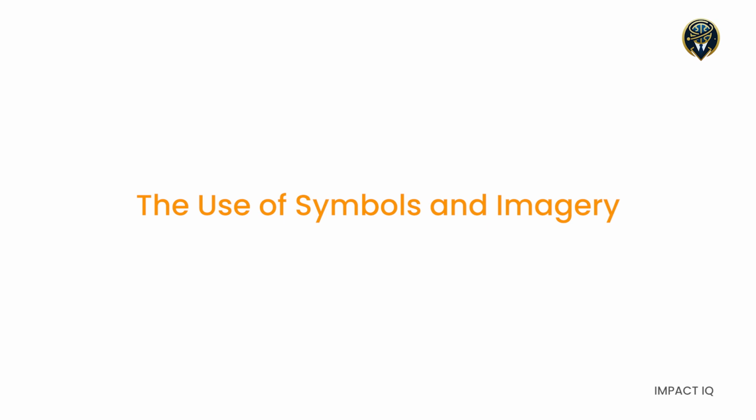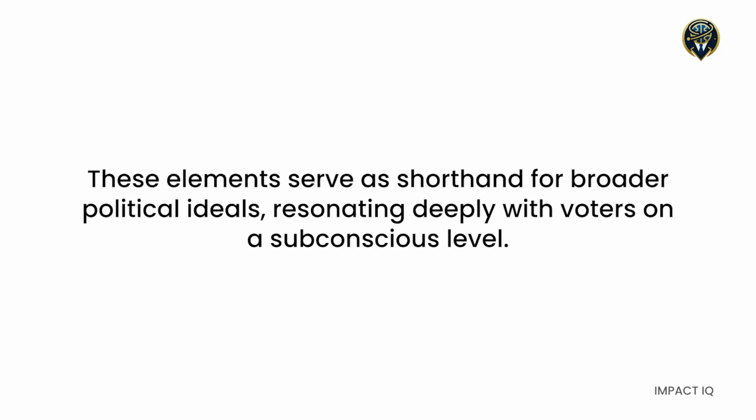The use of symbols and imagery. Symbols and imagery play a critical role in political campaigns, often conveying complex messages in a way that is easily digestible and emotionally impactful. From flags and logos to iconic visuals and color schemes, these elements serve as a shorthand for broader political ideals, resonating deeply with voters on a subconscious level.